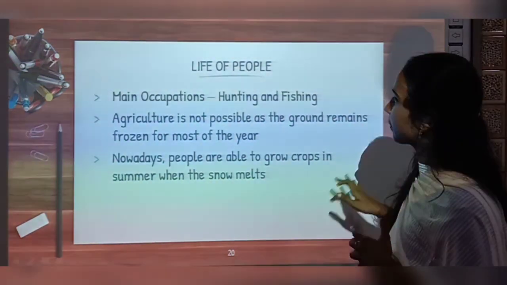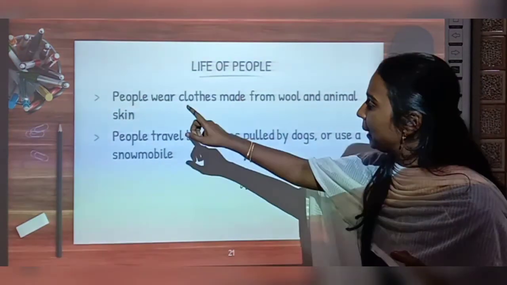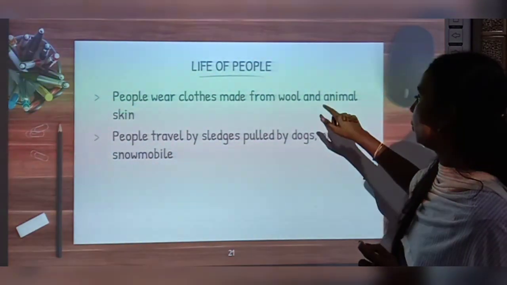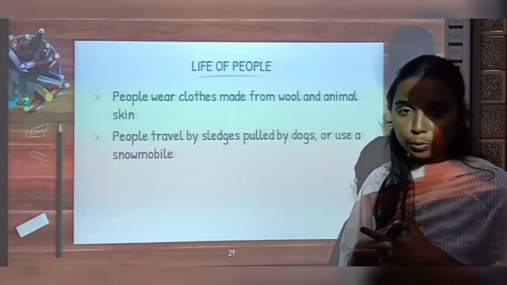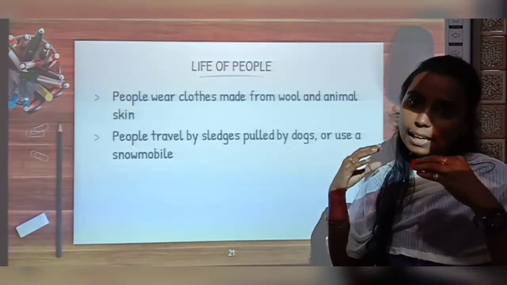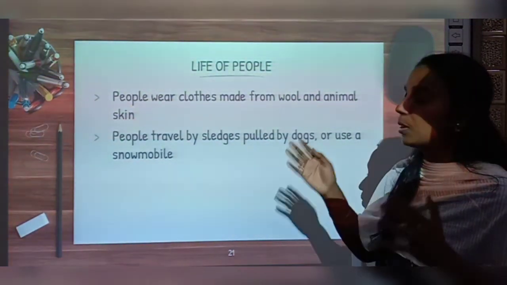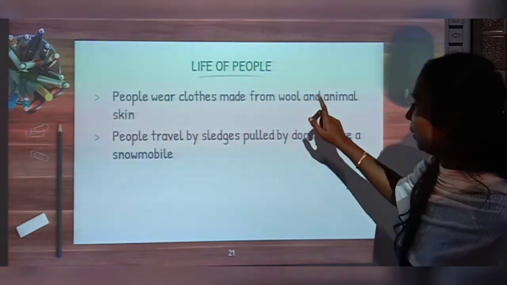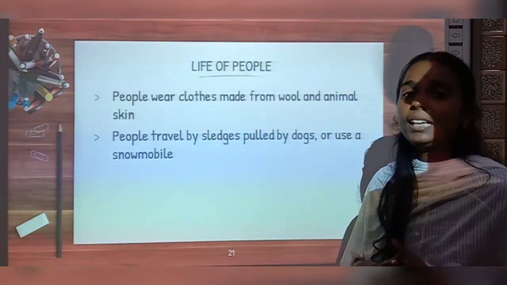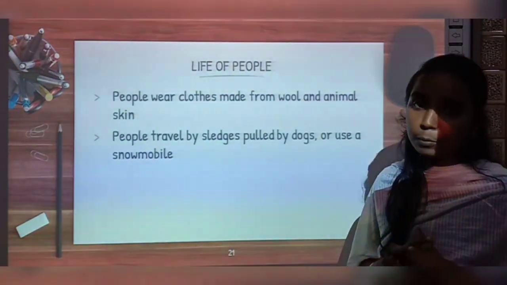Okay. So see, what are the clothes these people are wearing? People wear clothes made from wool and animal skin. Okay. So this will protect them from the cold, right? So in our place also during winter season we will wear woolen clothes only, right? So people living there also will wear clothes made from wool and animal skin. Okay. So that will help them to protect themselves from the extreme cold weather.